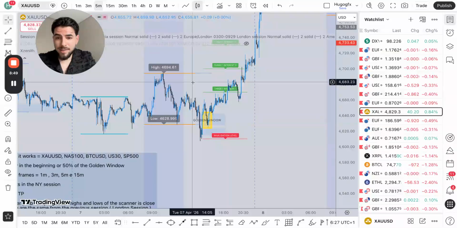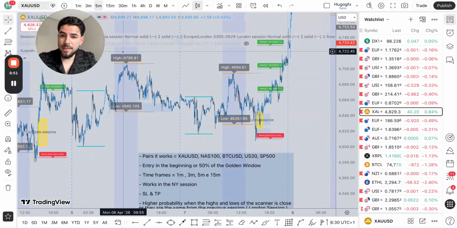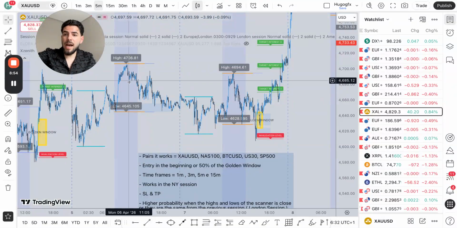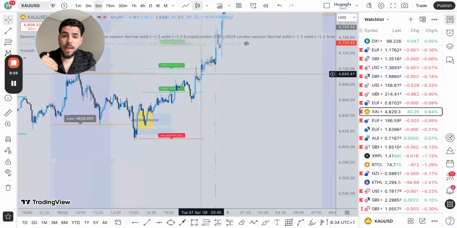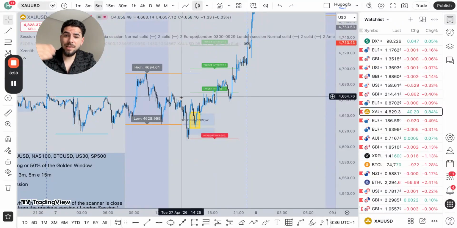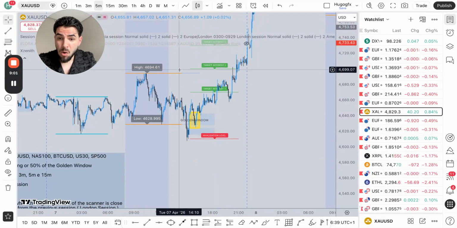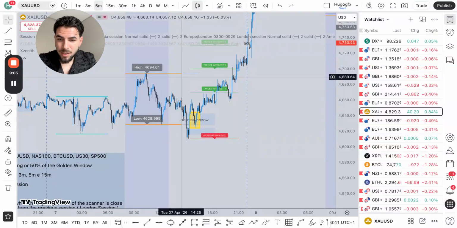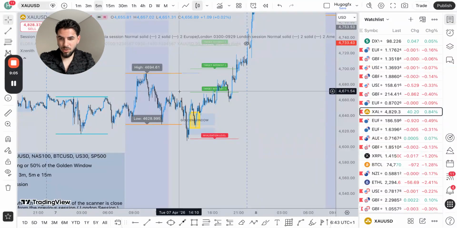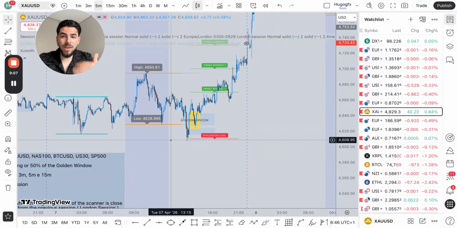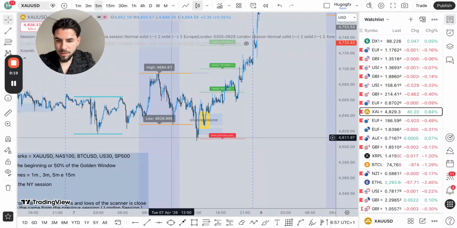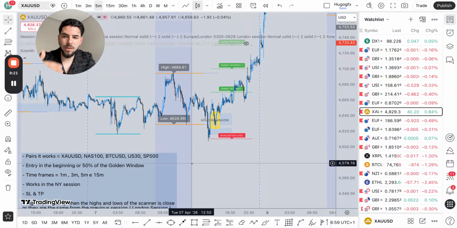And as you can see in this case, every day the scanner will mark the highs and lows. When you have these highs and lows from the scanner close, or they are the same from the previous session, London session in this case, you will have a higher probability that these trades will go well and we will make money with these setups. Just because the probability is higher. Let's say for this example, for you guys to understand what I'm saying.